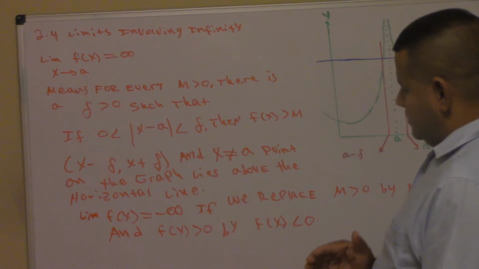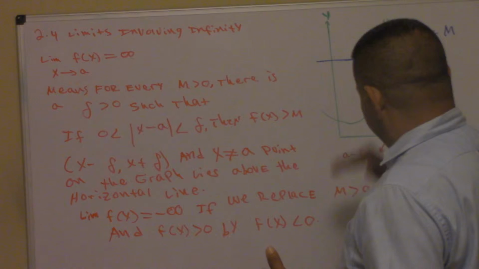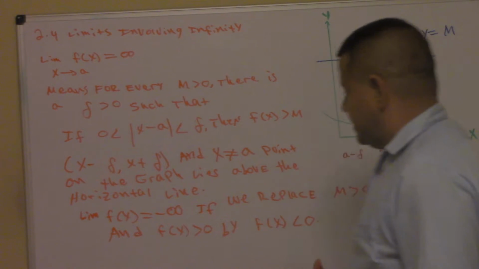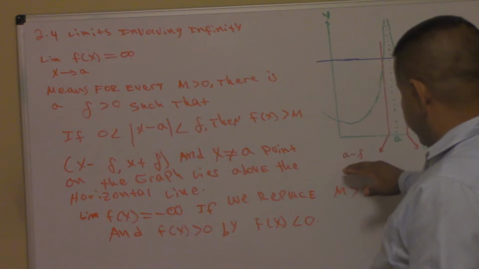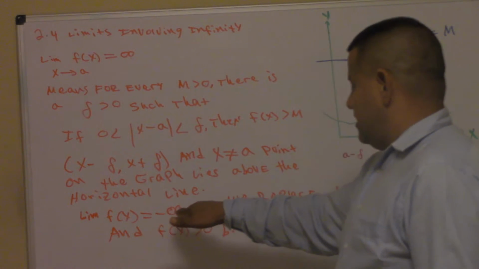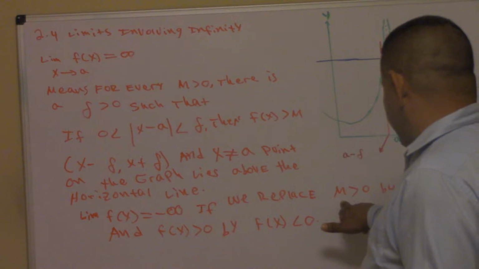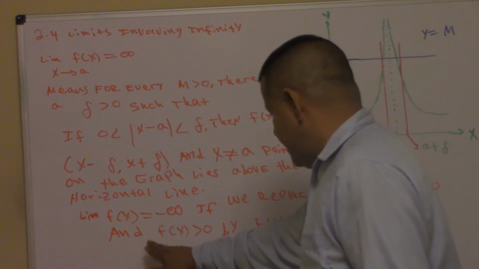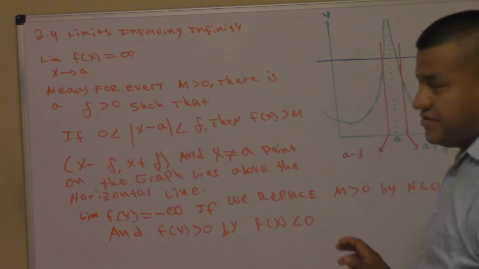Now, if we want to get this line down here on the negative side of the horizontal line, I didn't write it down because, like I said, it's too long. But what it is: I have to say the limit of f of x equals negative infinity if we replace M greater than 0 by N less than 0, and f of x greater than M by f of x less than N.